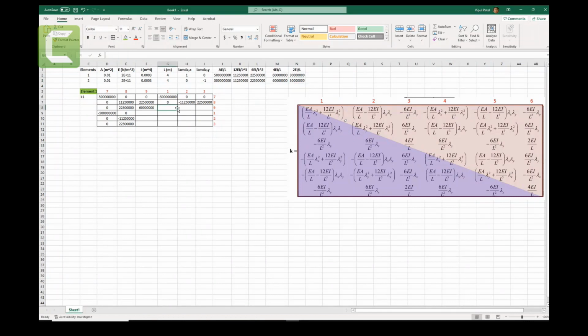So where are we here? 4 EI on L, so that is all good. 6 EI on L square, times lambda y. I think we may not be able to finish all, but that's okay. We can come back next week and do it. And we have 2 EI on L. So this is all good so far, so we can copy.